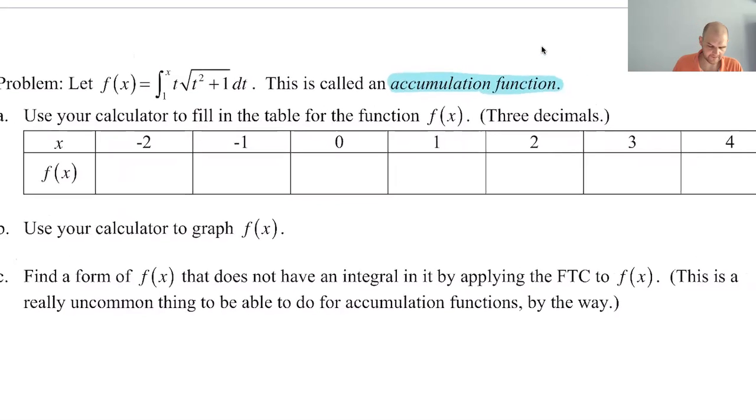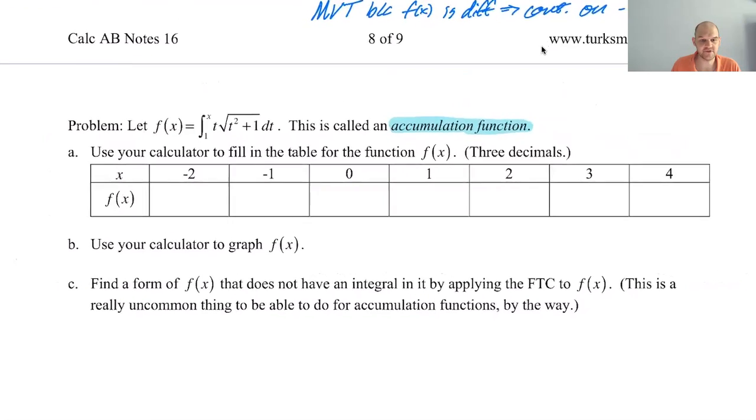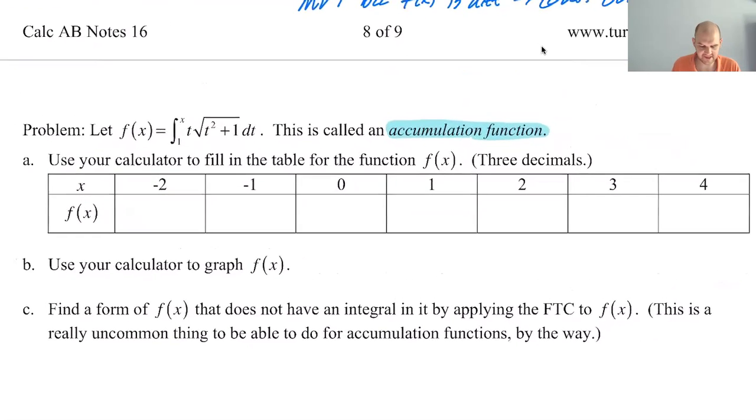But here's our accumulation function. We're going from 1 to x of t root t squared plus 1 dt. That's weird. So to find a value of this function, if I say find me f of 2, f of 2 is a definite integral. You have to do the integral from 1 to 2 of this thing. What's f of 10? Well, it's the integral from 1 to 10 of this thing. So it's a lot of integrals, but fortunately, we're going to use a calculator for a lot of it.